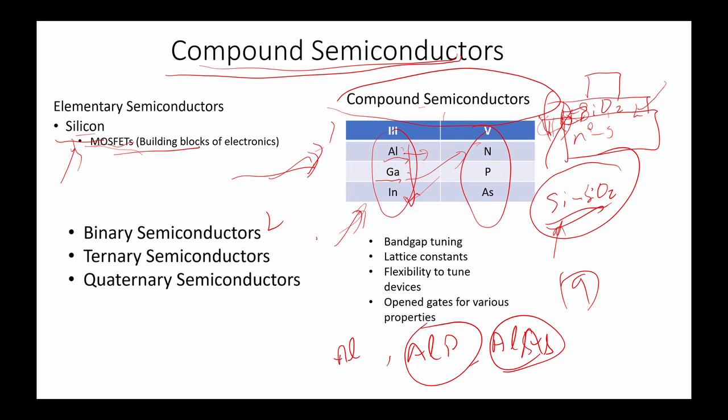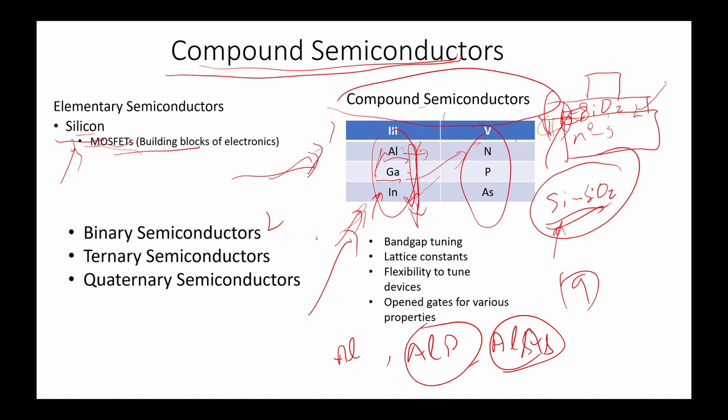The size of the gallium atom is more than that of aluminum, and the size of the indium atom is more than that of gallium and aluminum. So when we go down the periodic table, the size increases. As the size increases, electrons are not that tightly bound. So that's why the band gap reduces as we go down in this type of semiconductor.